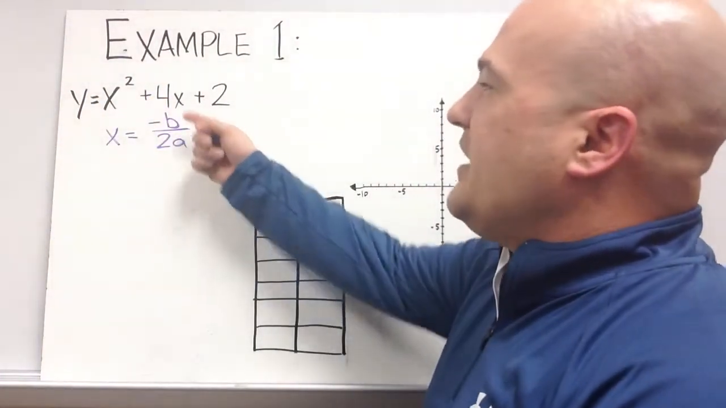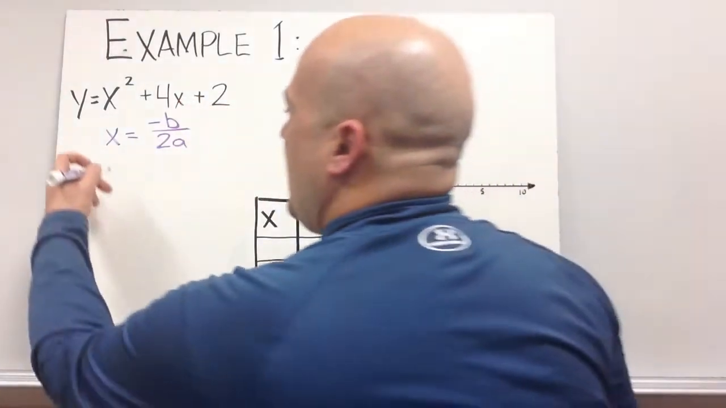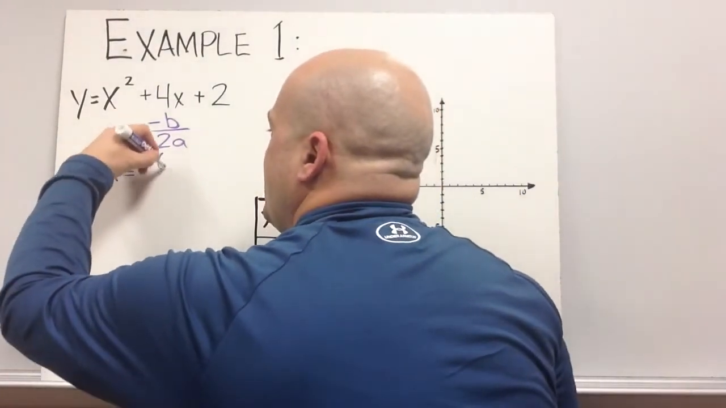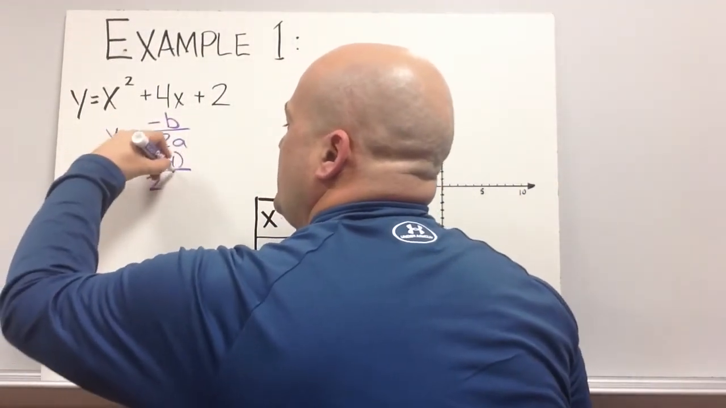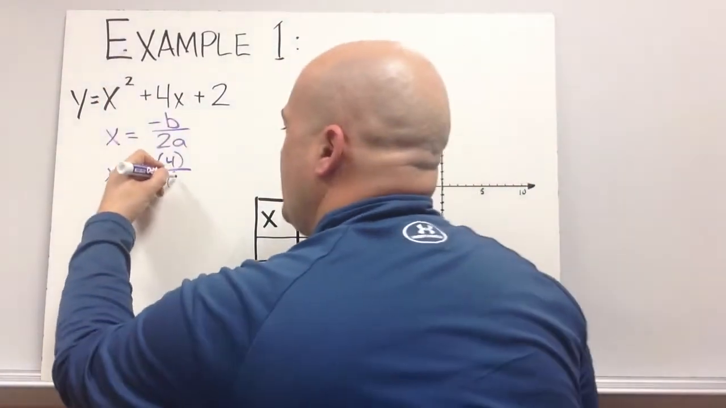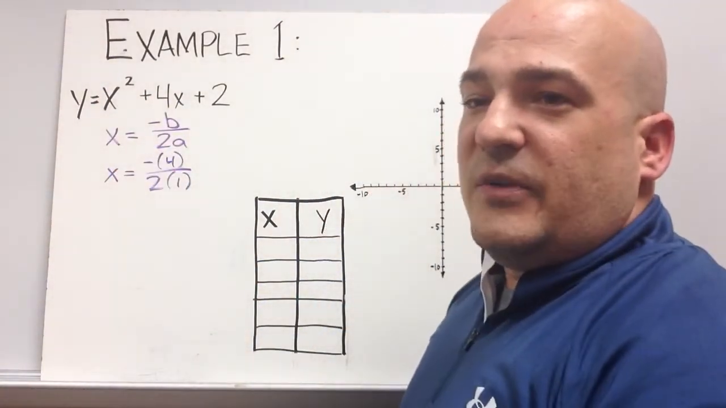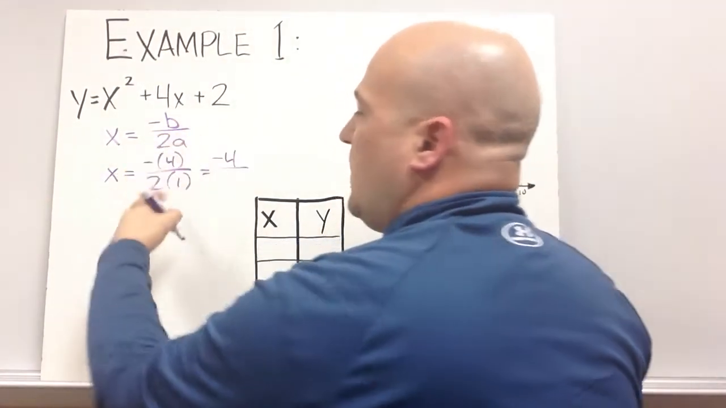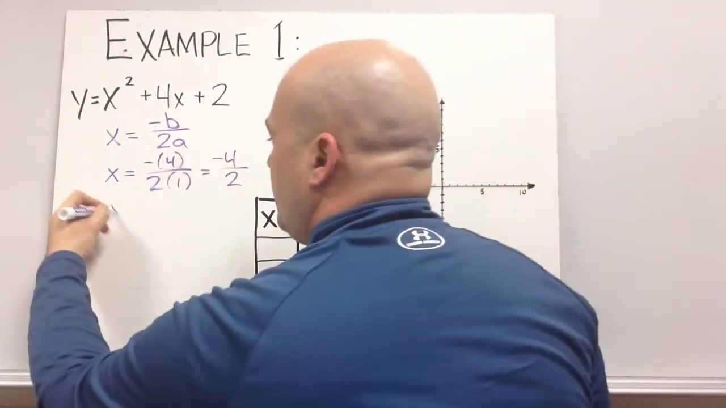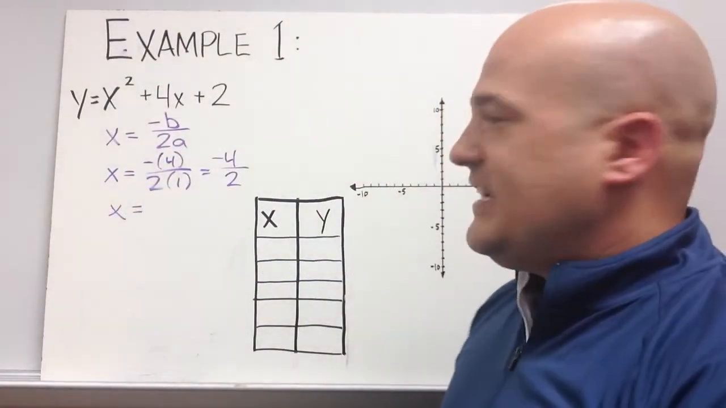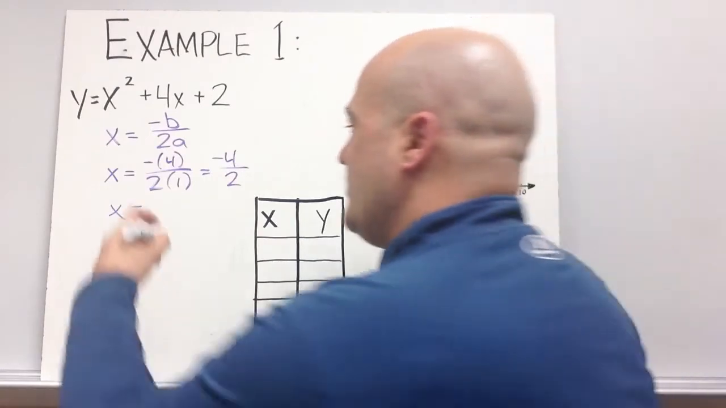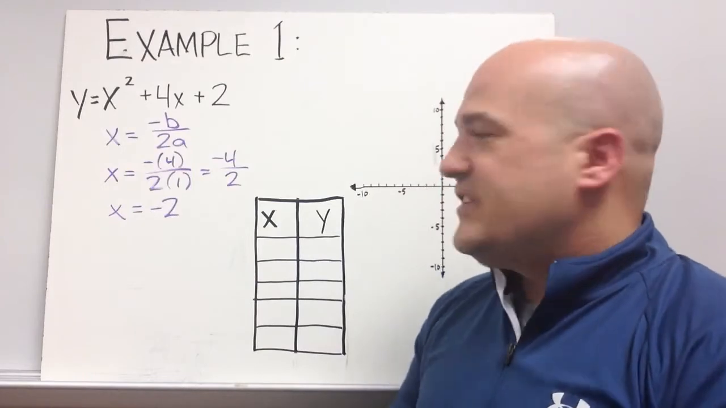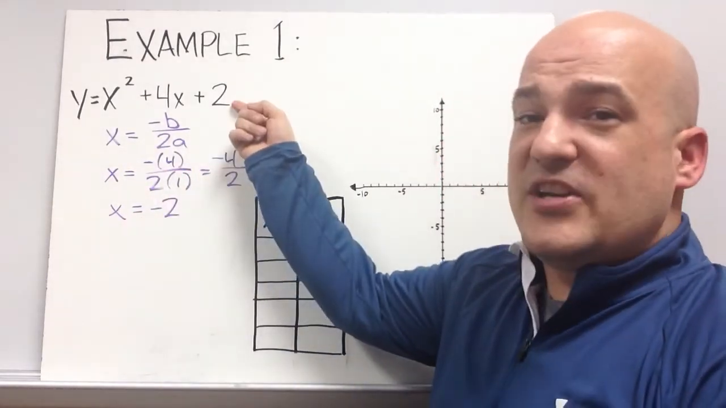Alright, so I just need to plug in the information that I know. I know that my b is 4, so it's going to be x equals the opposite of 4 all over 2 times a, and my a in this case is 1. So I can simplify that now. Negative 4 over 2 times 1, which is 2. And I end up with x equals negative 4 divided by 2, which is negative 2. Now that I know the x value of my vertex, I need to plug that x value into my original equation to find my y.